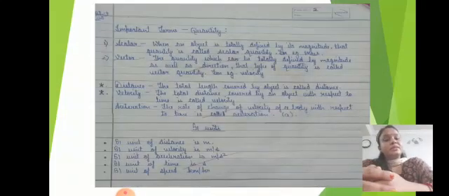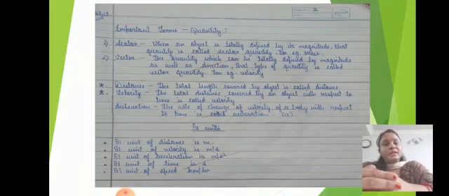Next, some important terms related to quantity. There are two types of quantity in this chapter: scalar quantity and vector quantity. When an object is totally defined by its magnitude, that quantity is called scalar quantity. What is magnitude? Magnitude means the size of the object. Then this type of quantity is known as scalar quantity.